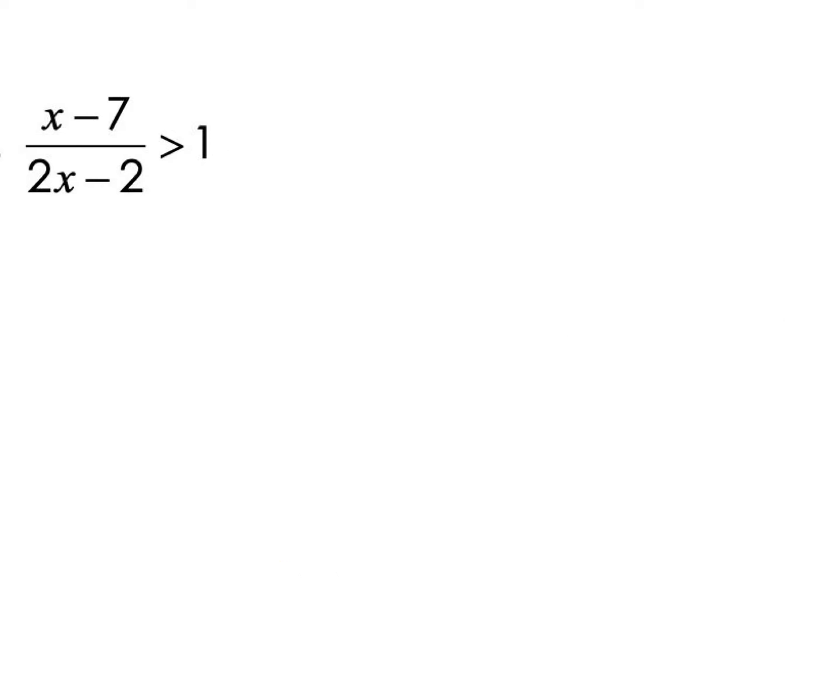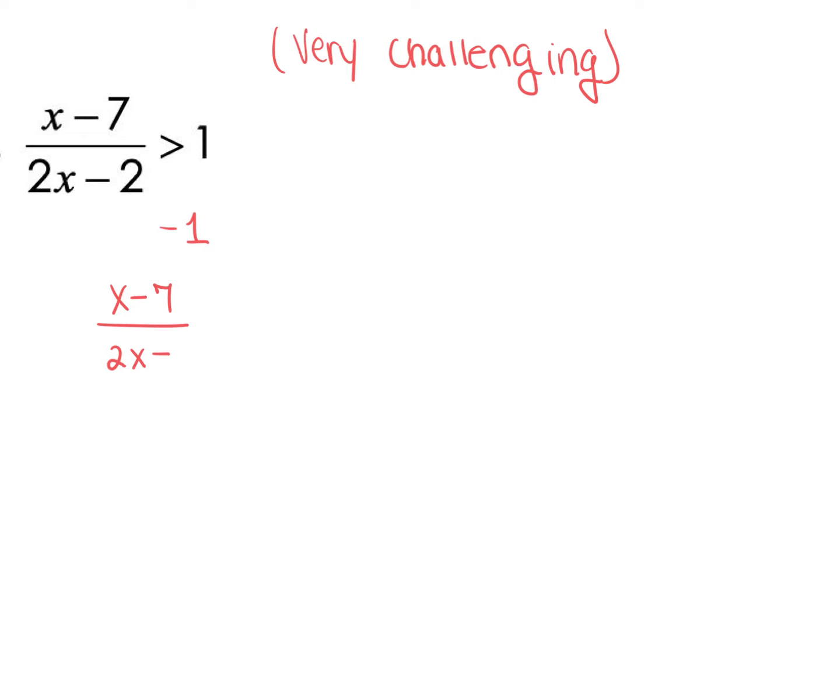Here we have x minus 7 over 2x minus 2 is greater than 1. This is a very challenging problem, so let's just go through it one step at a time. We're first going to subtract 1. So we have x minus 7 over 2x minus 2 minus 1 is greater than 0.